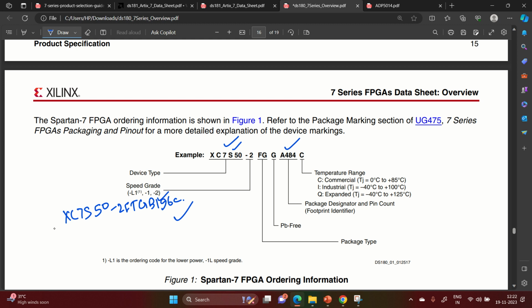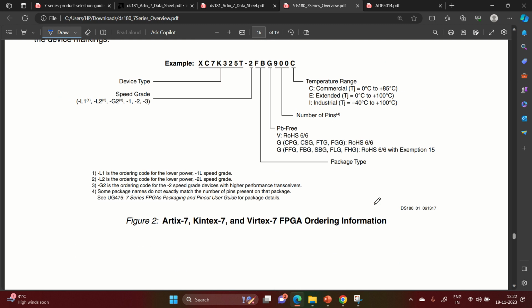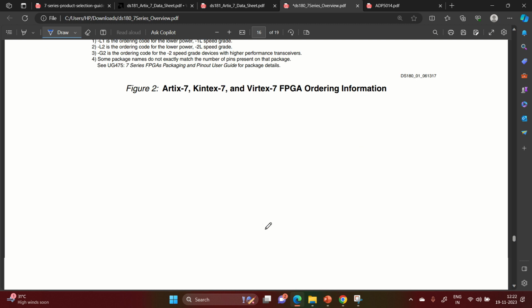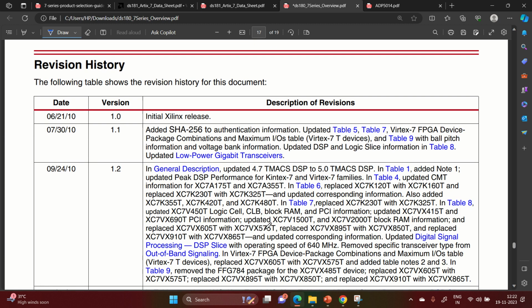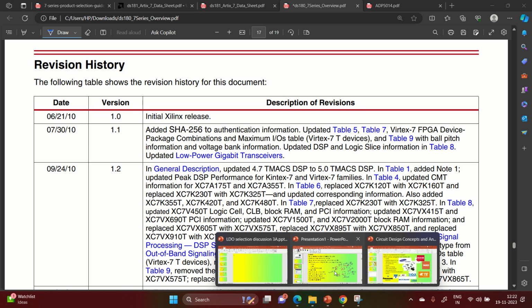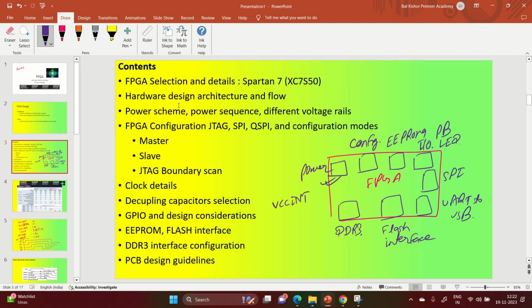So only this much will always be taken into account. Now you can order the device the same way based on Kintex or other devices as well. So let us now proceed to the very important task, which will be our power supply sequence.